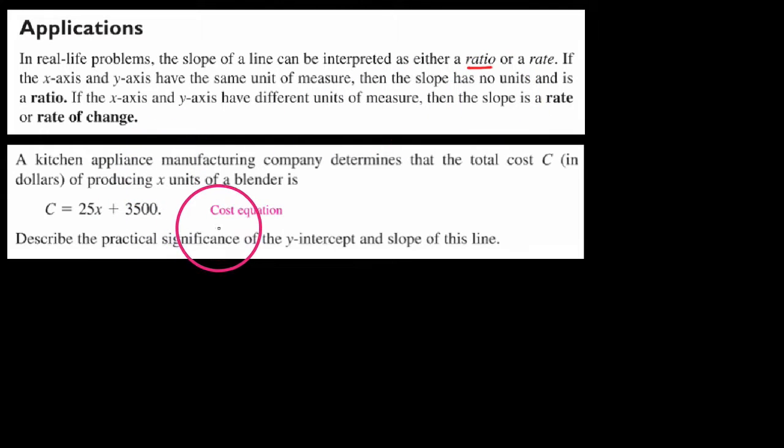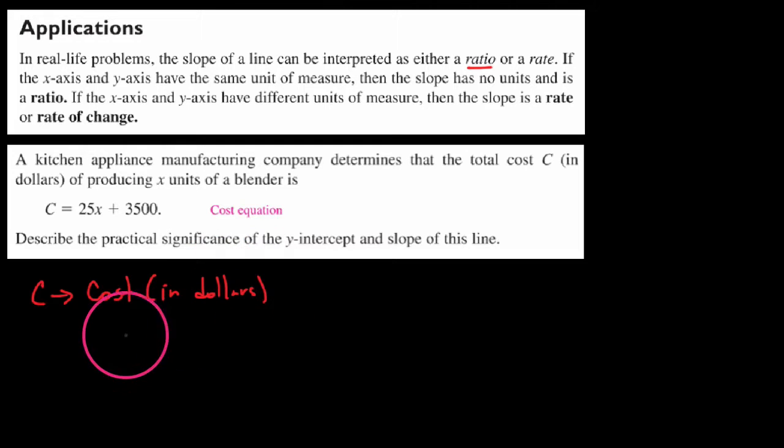A pretty easy example to pursue is this one that I've included here. Say, for instance, a kitchen appliance manufacturing company determines that the total cost C in dollars of producing x units of a blender is this right here. And so what we can see is that C is cost, and this is in dollars, and x is the number of units of blenders.